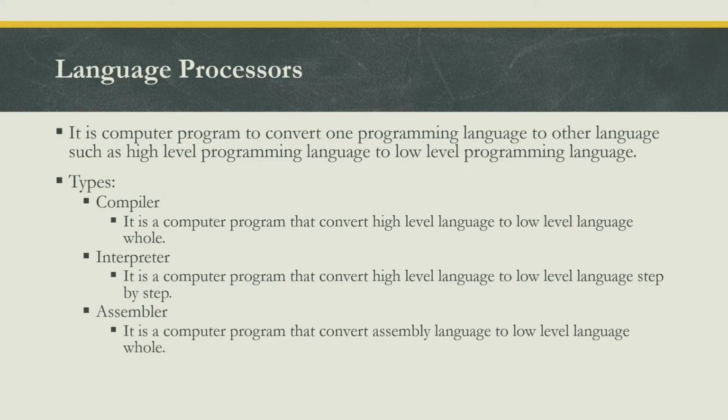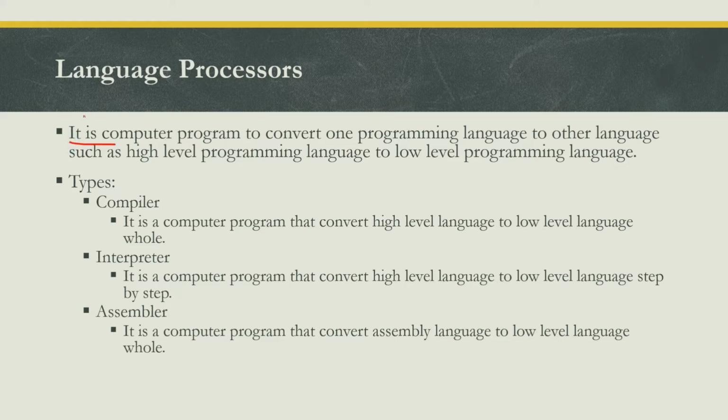As I explained to you, the computer understands different languages and we write programs in different languages. So how does a program written in your understandable language get understood by the computer? To solve this problem, a special type of software, or I can say a program, called a language processor was created. Its function is to convert one language to another language.